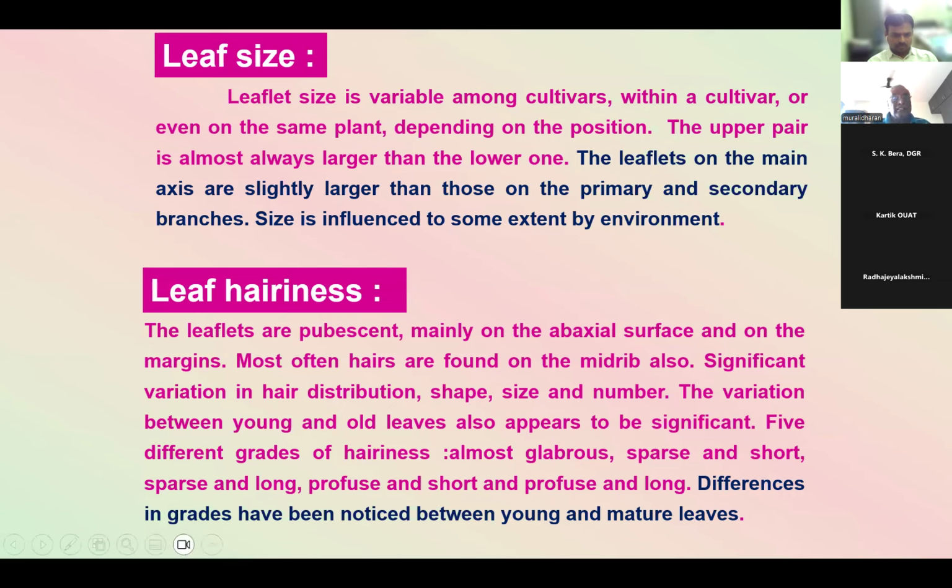The leaflets on the main axis are slightly larger than those on the primary and secondary branches. Size is influenced to some extent by environment. Leaf hairiness: leaflets are pubescent mainly on the abaxial, that is the bottom surface, and on the margins. And if you see, differences in hairiness have been noticed between young and mature leaves.